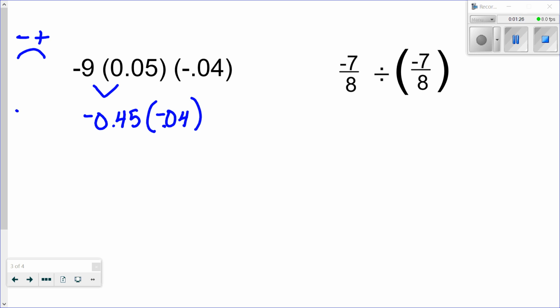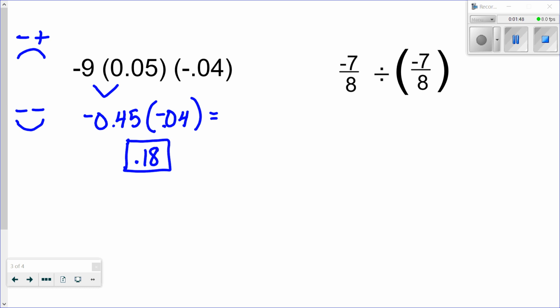Again, on the side, I have a negative times a negative, so my face is happy. My answer is going to be positive 18/100. So I followed the same rules as I did with integers. I just applied it now to rational numbers and more than two numbers at one time.